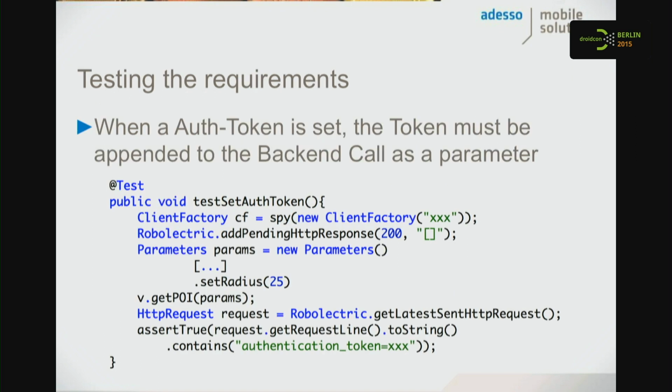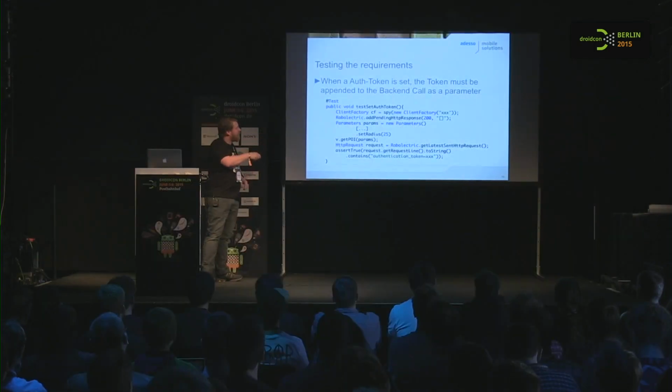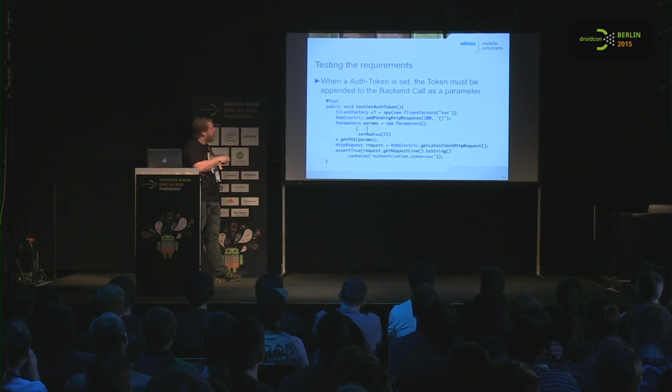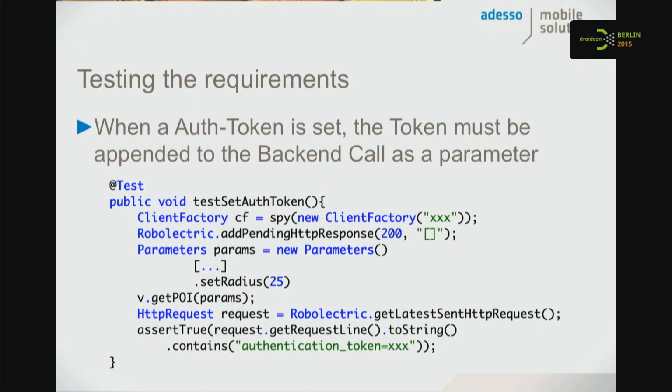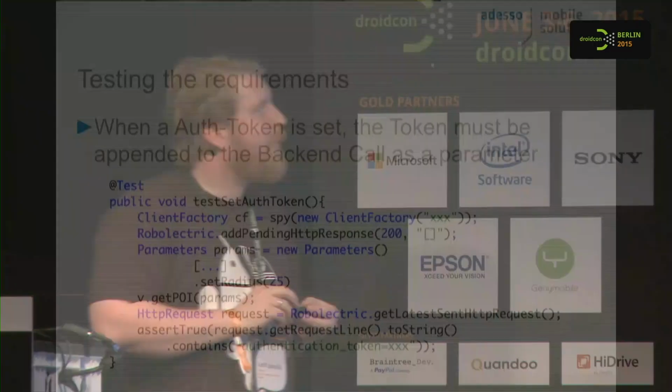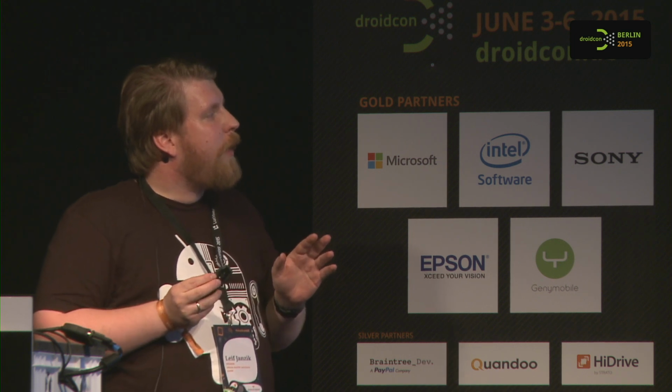So let's have a look at the refactored test method. Oh, I see there's a copy-paste error. This spy is useless, just ignore it. It's just new client factory with the auth token. Then he registered an empty response in Roboelectric, and then he just called the backend system and asserted that the authentication token is appended to the last sent HTTP request URL. Now the test tests the requirement to append something to the URL and not the implementation detail to call the method which appends something to the URL. And that is something that happens very, very often when the test code is written after the real implementation code.